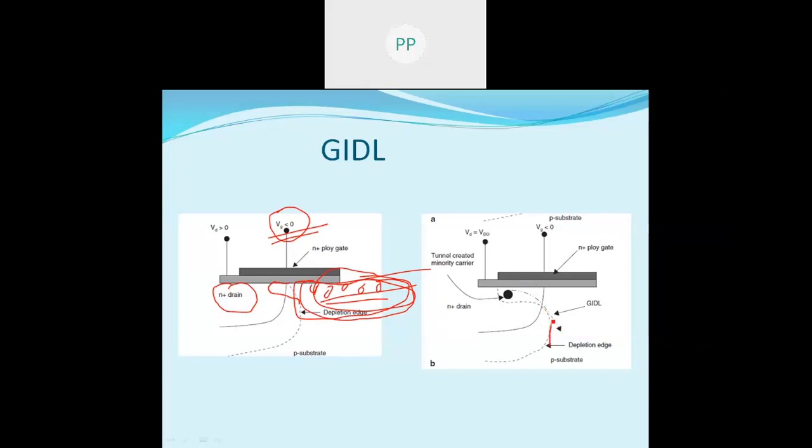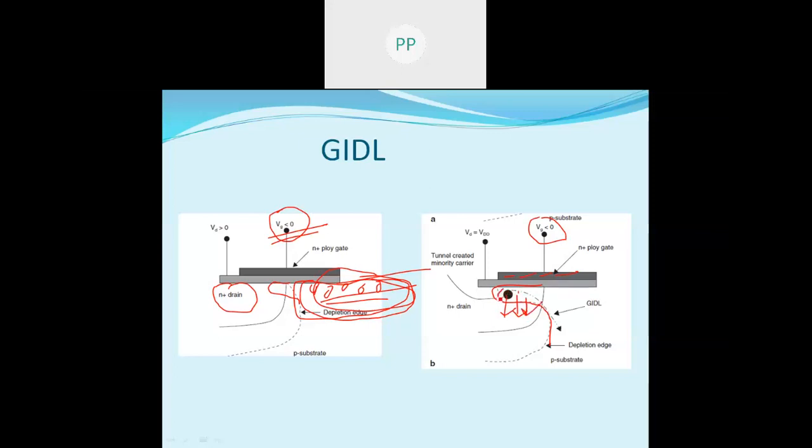So here you can see the depletion region has entered into the N plus region a little bit. Another thing is, since the gate is at a negative bias voltage, there will be a lot of electrons in the gate region, and these electrons will repel the electrons of the drain region below. So electrons that are near the silicon silicon dioxide interface here will be repelled below.